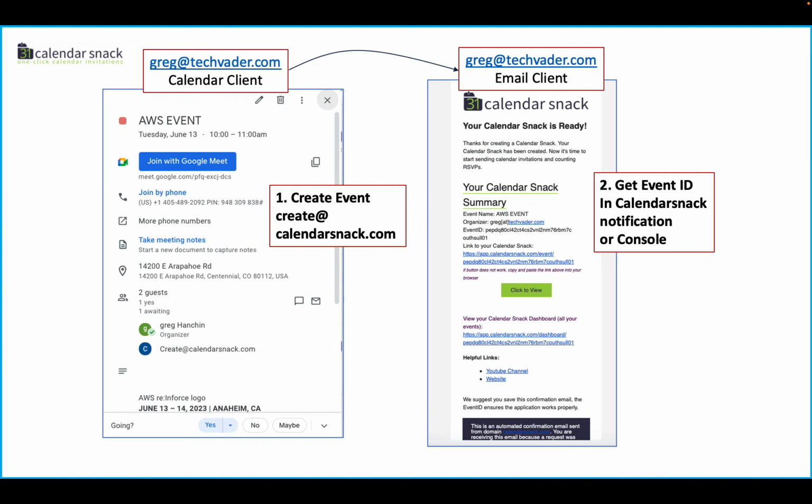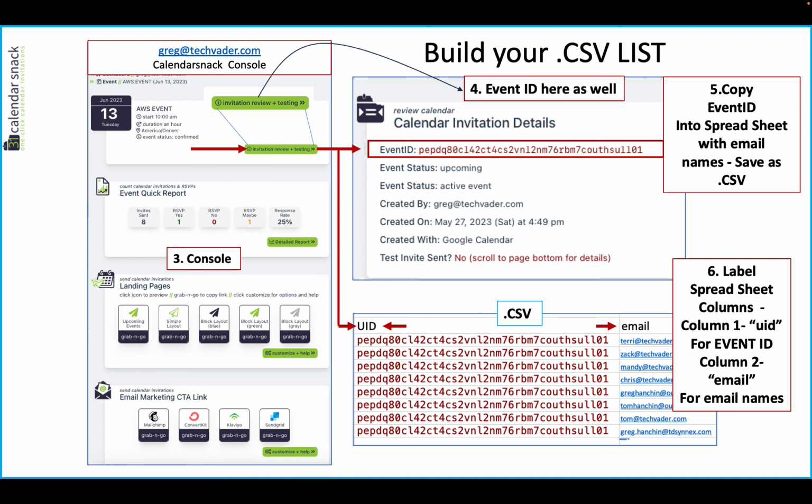Step one, create the event like I spoke about. Two, get the event ID, a couple different places you can get it. Once you do get it, you're going to take the event ID and then build out the spreadsheet. Number five, number six, you're going to get your labeling right. UID here, email address here. You're going to copy paste down your UID and match it to the email address.